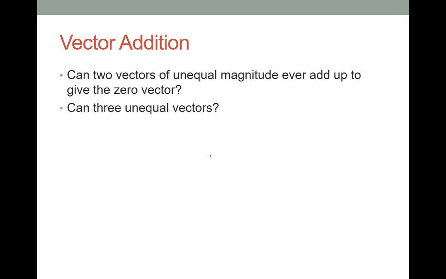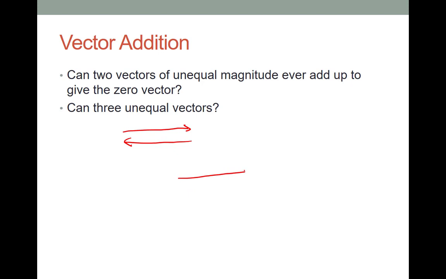And hopefully, again, you're remembering the example we just did. If I want to add up to 0, I have to have equal length. If my two vectors are not equal length, I can't get them to add to 0. What if I have three vectors of unequal length? Well, here I can. I just have to do it carefully.